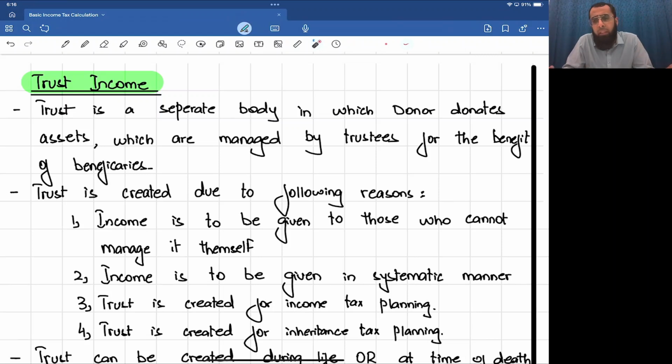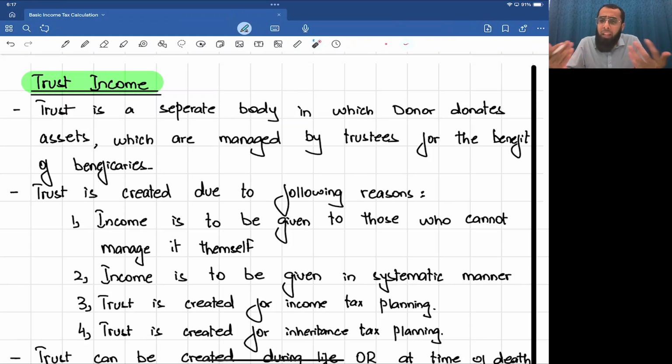There are multiple reasons for it. For example, consider a situation when parents are of very old age and their children are very young. The parents are ill and they are getting stressed about how their children will manage the business after their death. So they will create a trust. These parents will give their business and assets into a trust. They will become the donor. They will appoint a board of trustees, like a board of directors, to manage this trust and to give the income to their children as the beneficiaries.